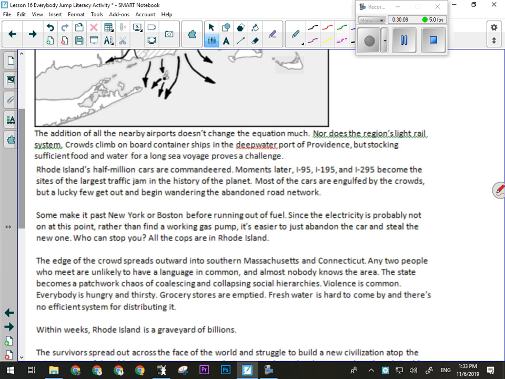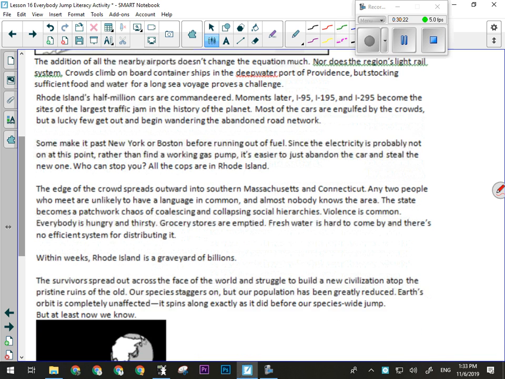Most of the cars are engulfed by the crowds, but a lucky few get out and begin wandering the abandoned road network. It's starting to sound like The Walking Dead Season 1. Everyone's just wandering around. Now, some make it past New York or Boston before they run out of fuel. Since the electricity is probably not on at this point, because nobody was looking after the plants, you can't find a working gas pump. But it's okay, because there's lots of other cars. Just steal one. Because, well, the police are all in Rhode Island. What are they going to do?